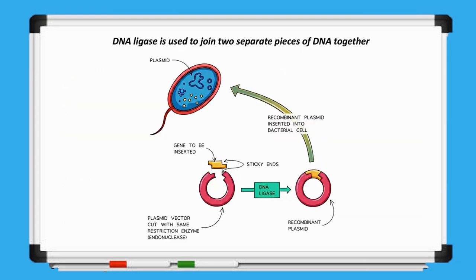As you can see in the diagram, the plasmid and the gene of interest are both cut using the same restriction enzyme to create matching sticky ends. DNA ligase then acts like a molecular glue, joining the gene into the plasmid to form a recombinant plasmid. This recombinant plasmid is inserted into a bacterial cell, where it can be replicated or used to produce the desired protein.